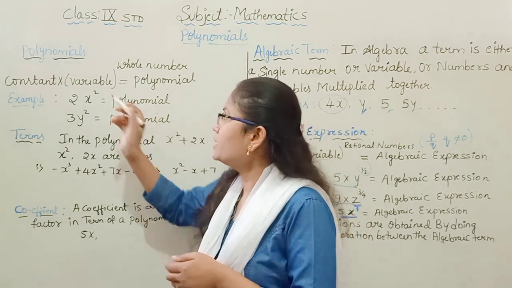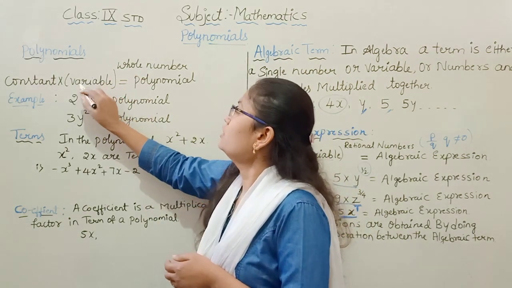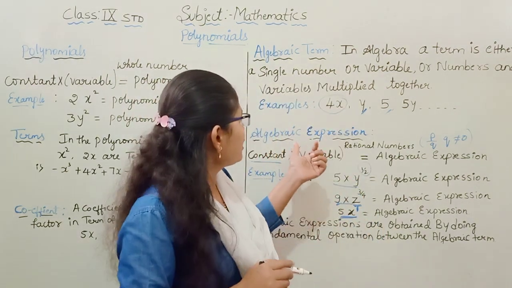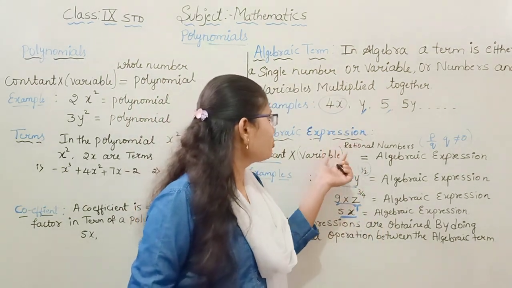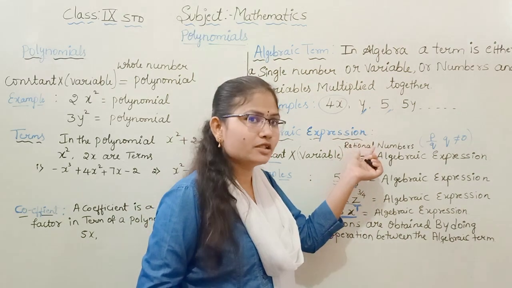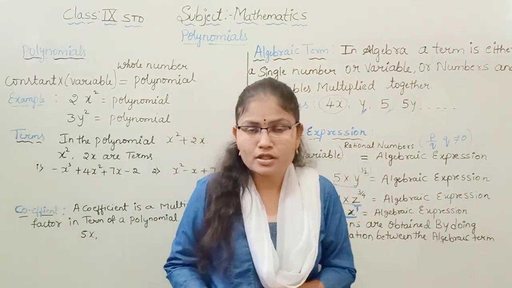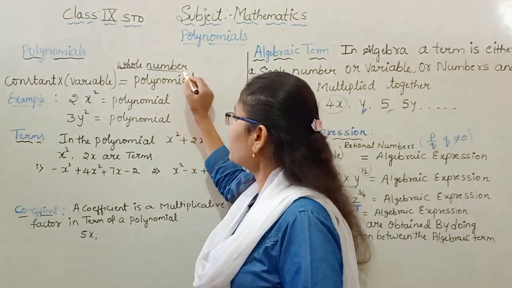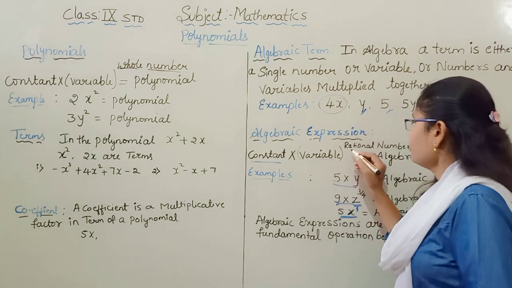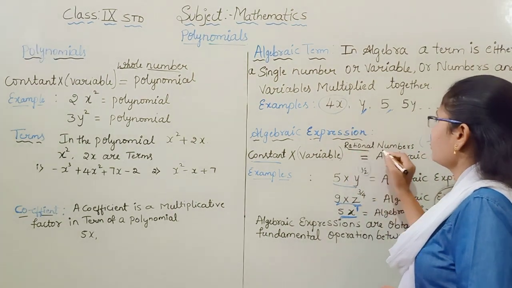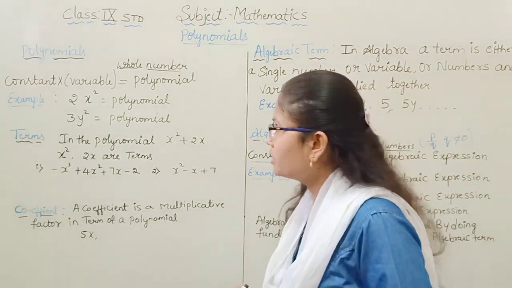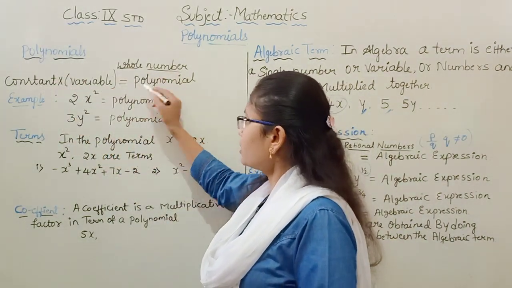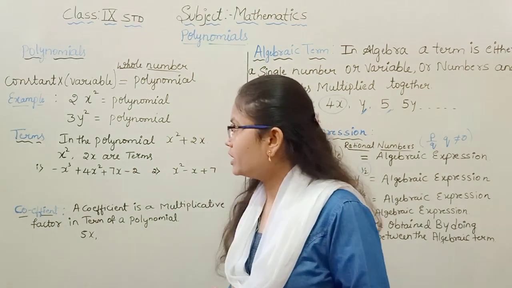Polynomials are nothing but expressions where the exponent of a variable of the polynomial must be a whole number. In the case of an algebraic expression, the exponent of a variable is a rational number. So, in a polynomial, the variable exponents are whole numbers. In an algebraic expression, the variable exponents can be rational numbers. So, a constant times a variable to the power of a whole number gives you polynomials.